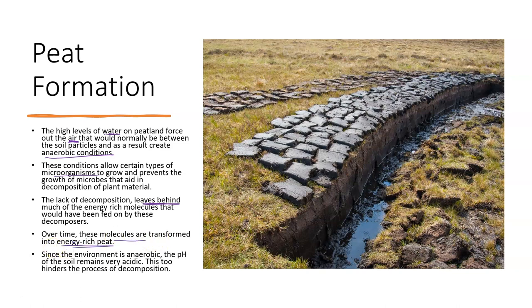Since the environment is anaerobic, the pH of the soil remains very acidic as well. And the anaerobic conditions, in addition to the very acidic conditions, mean that the decomposition process by these microbes is inhibited even further. So you basically have microorganisms and fungus that want to decompose all of these dead organic nutrients but can't because of the anaerobic and very acidic conditions. They can't do their normal thing, and so the carbon goes undigested, undecomposed, and it just sits there in this sink that we call peat.